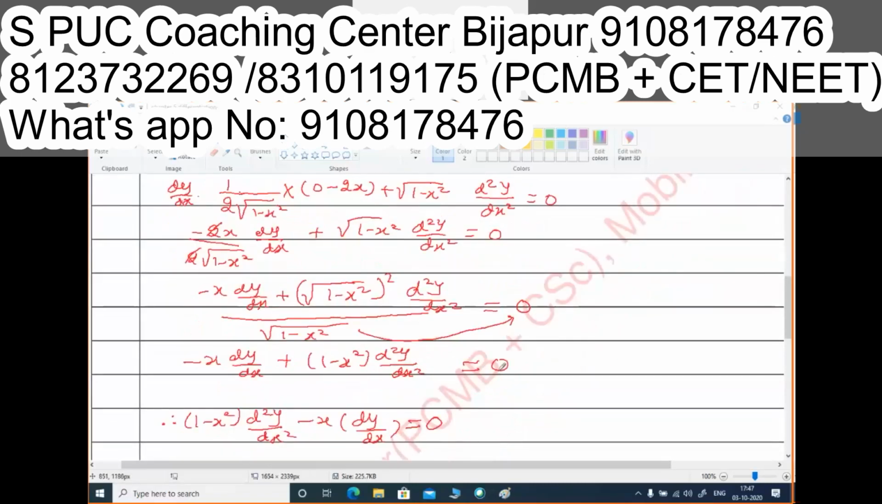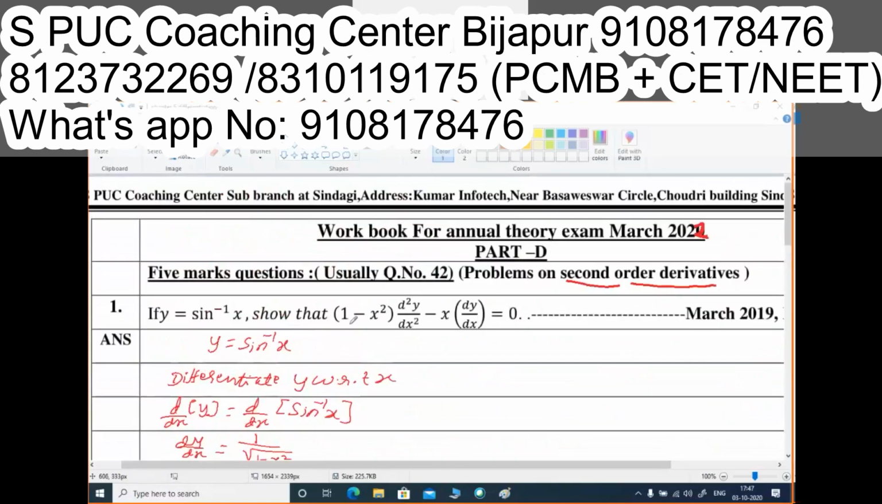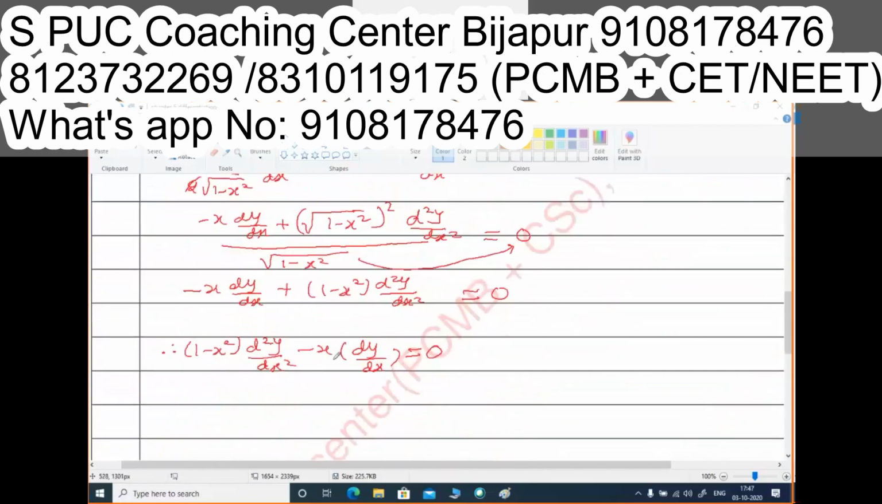Just I am going to write first of all this as it is. Thereafter remaining terms, very important is root of 1 minus x square bracket square is there, square and root, so that is going to cancel. It is going to remain with 1 minus x square. So as per the question, first he has written this 1 minus x square into d square y by dx square, that I written first, and thereafter next is minus x into dy by dx, which is equals to 0. Clear to everybody? So that summarized the problem solution, how I have done that.